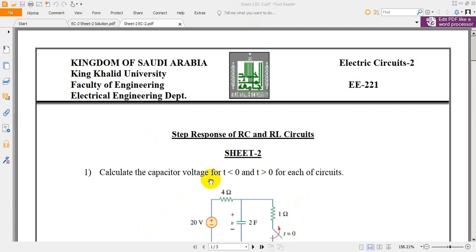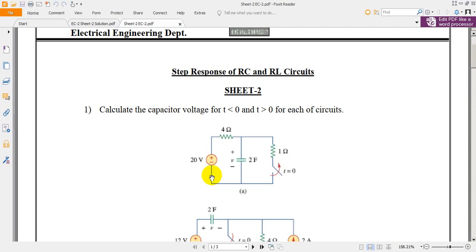To start with, we have a circuit where the switch is initially closed. At t equal to 0, the switch is opened. We need to identify the capacitor voltage across this capacitor before t equal to 0 and after t equal to 0, meaning t less than 0 and t greater than 0. For these two situations, we need to evaluate the voltage across the capacitor.